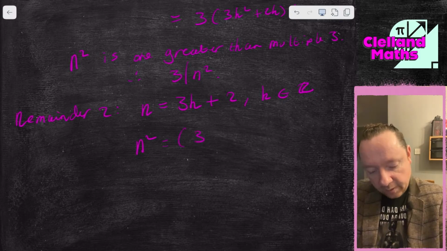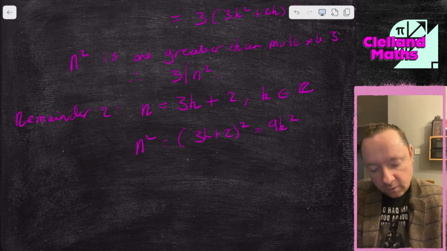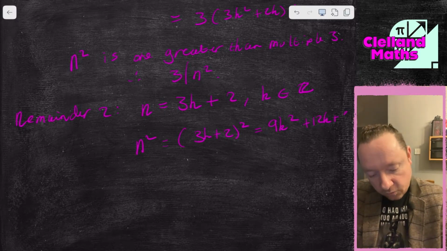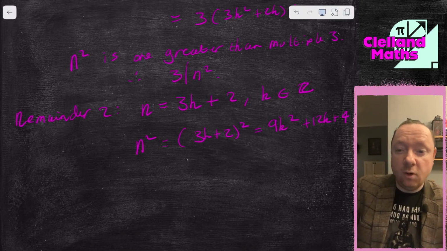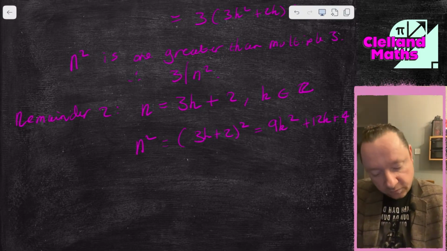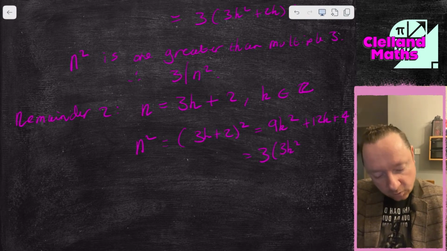and that means that n squared would be (3k plus 2) all squared, which is 9k squared plus 12k plus 4. So again, can we check to see if that equals a multiple of 3 plus something? So what does that equal? 3 times what? Well, 3k squared plus 4k.